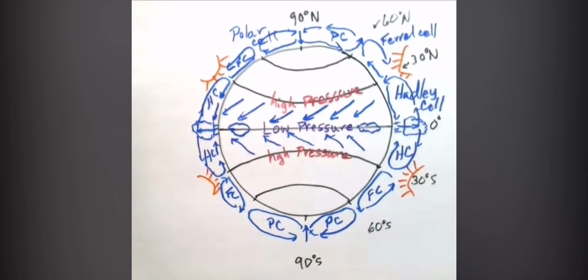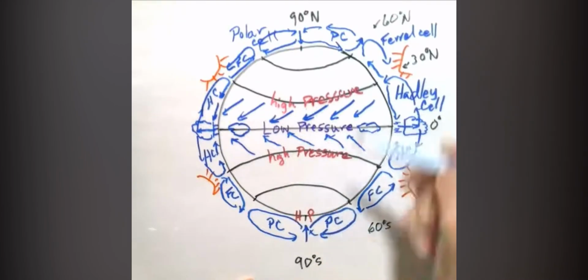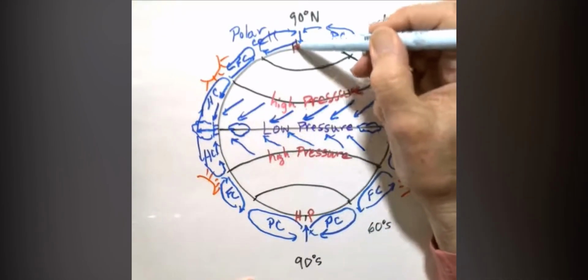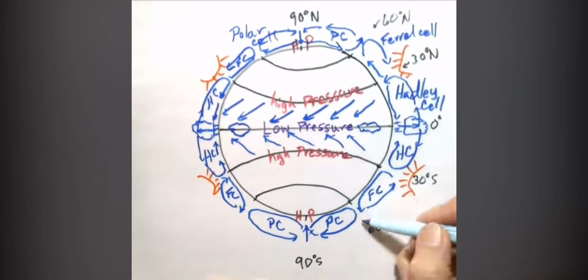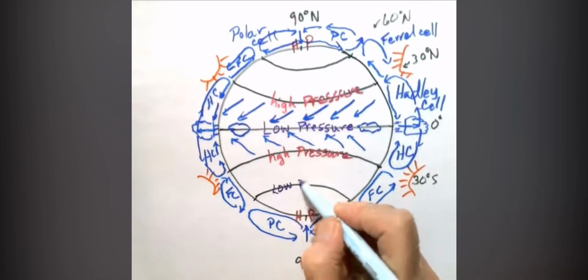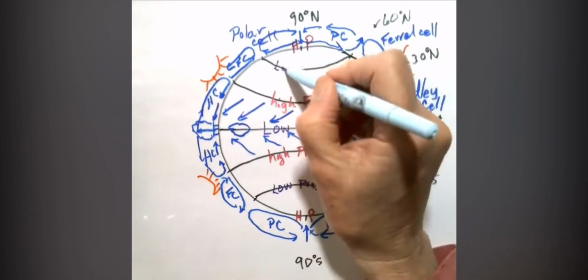We also have high pressures and low pressures other places. See if you can figure out where another high pressure is. Here's another high pressure right here. I'll just call it HP, high pressure. And then we have another low pressure where the air is rising at 60 degrees.